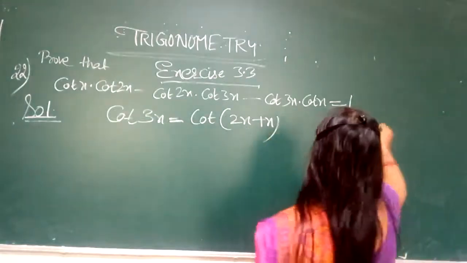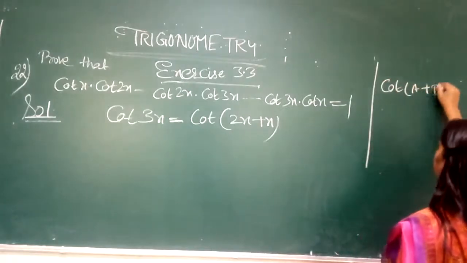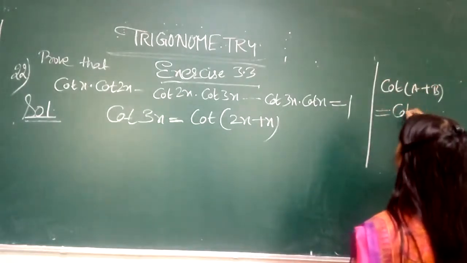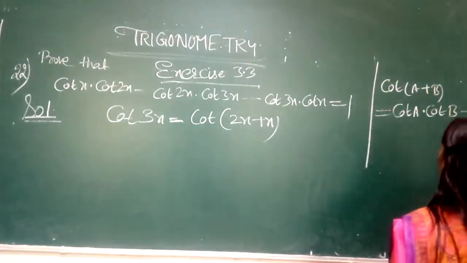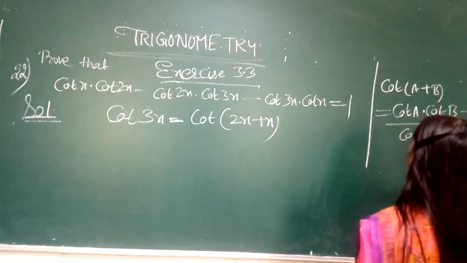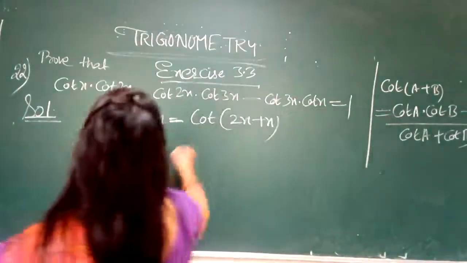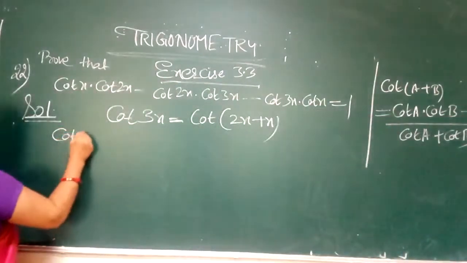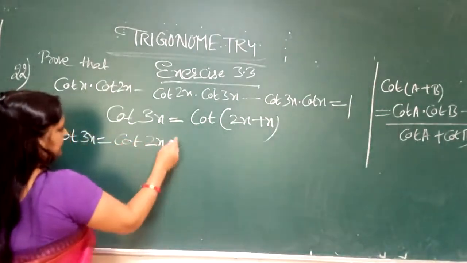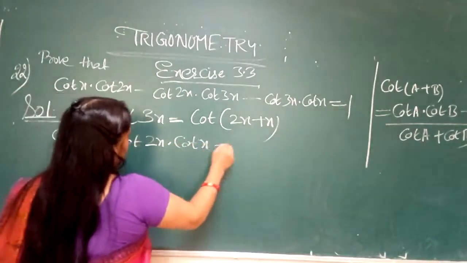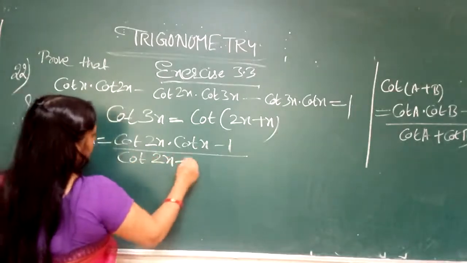Now we can apply the formula here. What is the formula of cot (A plus B)? Cot (A plus B) is equal to cot A into cot B, here minus 1, upon cot A plus cot B, or you can write cot B plus cot A. So apply this formula here. Cot 3x as it is. Now cot A means cot 2x, so it is (cot 2x into cot x minus 1) upon (cot 2x plus cot x).